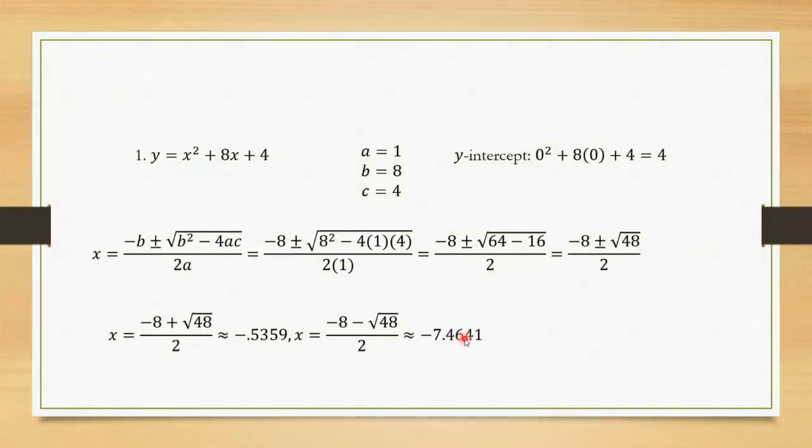I will tell you ahead of time how many decimal places to round to. As you can see, we do get two solutions here. We have negative 8 plus this over 2. We have negative 8 minus this over 2. So we get a solution from addition, a solution from subtraction. We have these two, as you can see.